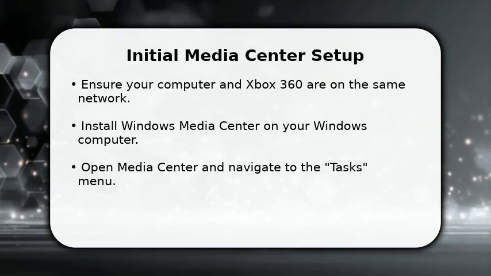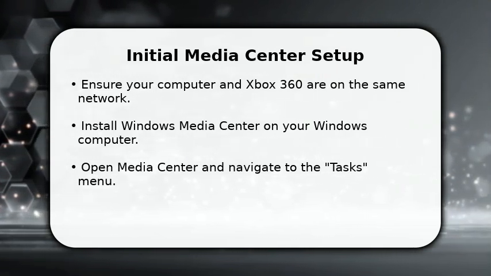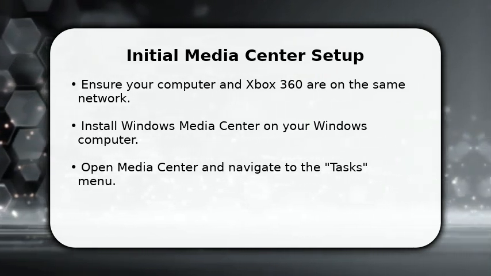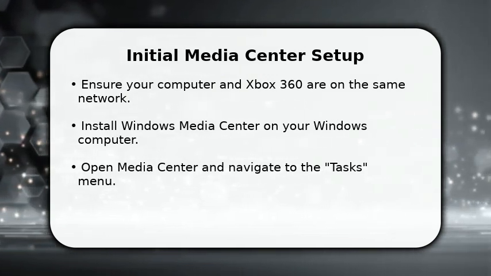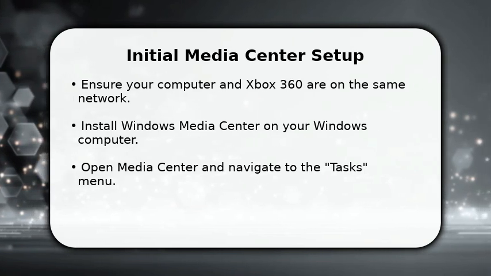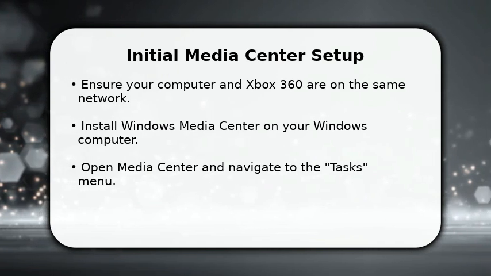In this video, I will explain how to set up Windows Media Center on your Xbox 360. First, ensure both your computer and Xbox 360 are connected to the same home network. Next, open Windows Media Center on your PC. Navigate to the Tasks menu, then select Add Extender.